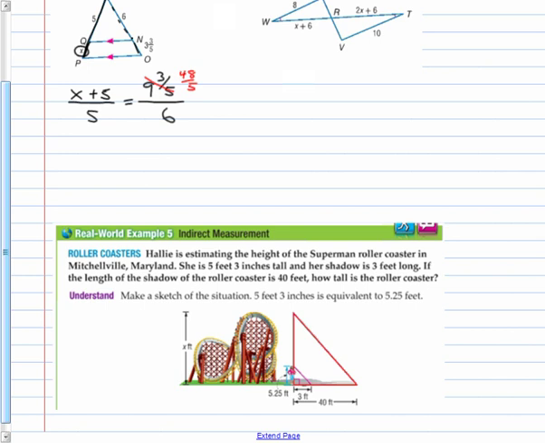So now I'm going to set up my cross products. X plus 5 times 6, I'm going to write the 6 first, must equal the 5 times the 48/5. That's going to be a beautiful fraction in just a moment. Distribute here. 6x plus 30 equals what? 48. Those 5's just cancel out. Equals 48. So we can subtract 30. 6x is 18. And what is x? 3. X must be 3. We figured out what x was.